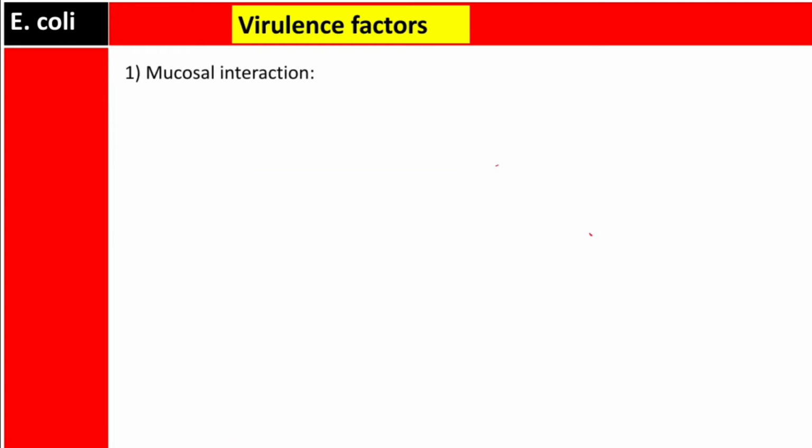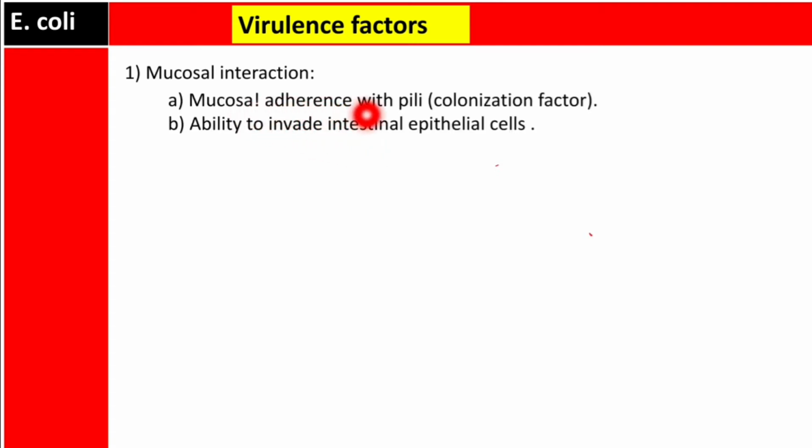The first one is mucosal interaction. How does this bacteria interact with the mucosa? Mucosal adherence with the pili. The pili is actually a colonization factor, to adhere to the mucosa. And also some of the strains have the ability to invade the intestinal epithelial cells. We will talk more about these strains later.